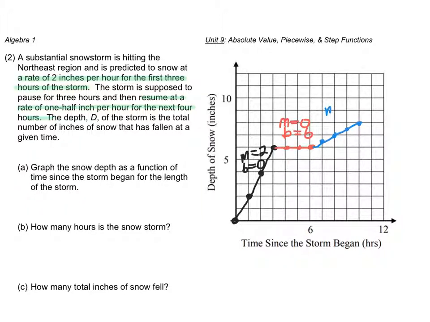What's the slope here? 1/2. That rate of change that they're giving us in the word problem, that is the slope. A rate and a slope are the same thing. So when they say the rate of 2 inches per hour, they're telling you the slope. Rate of 1/2 inch per hour, they're telling you the slope. That's all the information that we have. So that's pretty much it for the graph.